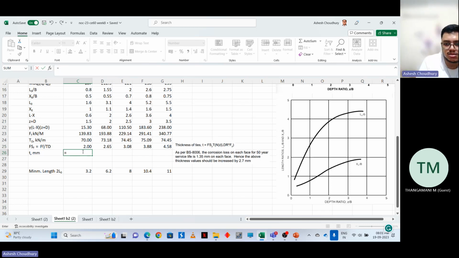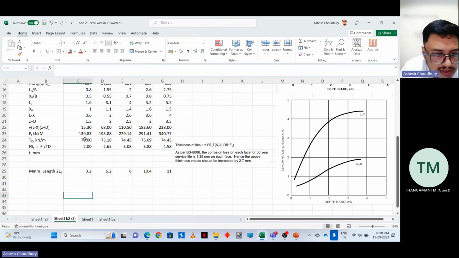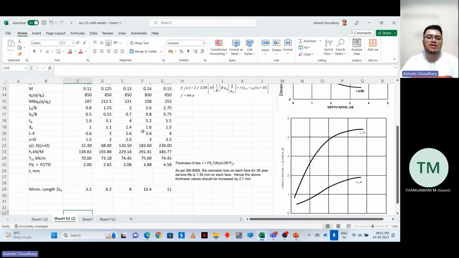In our case, this should be actually greater than 2.5. This is actually not coming. Nevertheless, you will just find out this. No need to find out this because this design is not working actually.